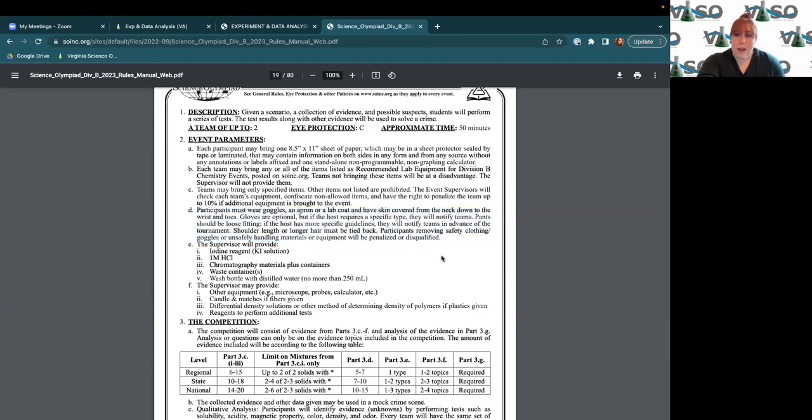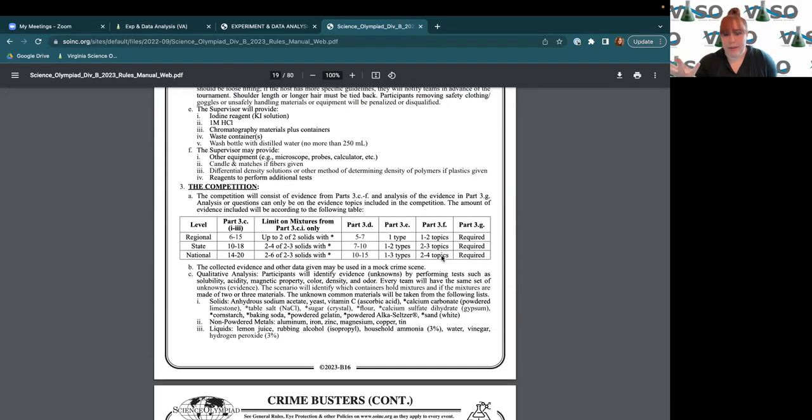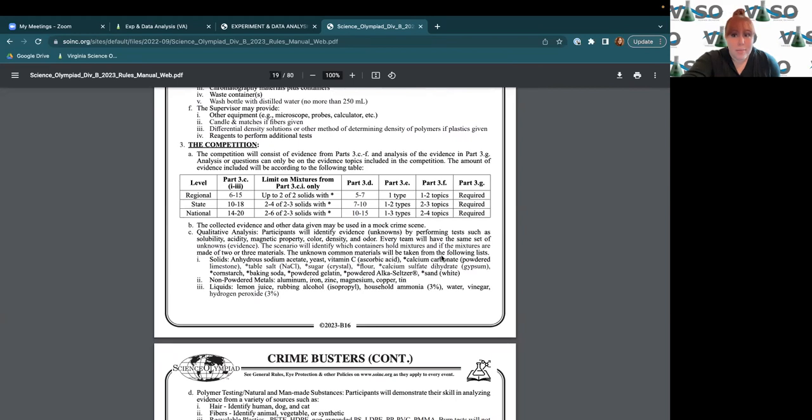The rest of this is then parameters around what the event will be. So what is the competition? What am I doing in this event? Okay. For something like Crime Busters, it tells you what types of things you may be testing, what kind of samples, how many different things you could be asked to do. This area will also include information about not just what is covered in the event, but if there's any things that are only covered at the state tournament or only covered at the national tournament. You can see that here in the different levels, that there are different numbers of samples that are given depending on the level of competition.